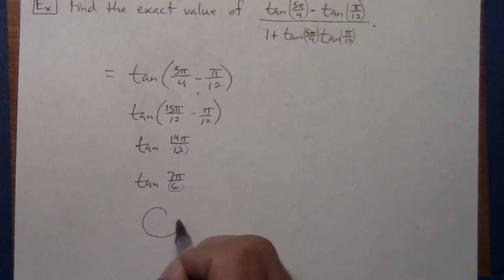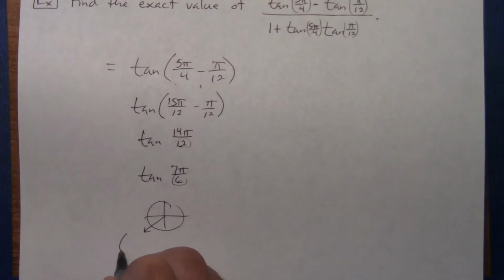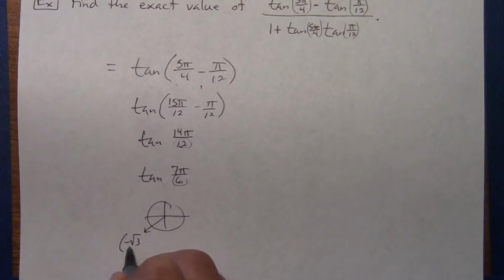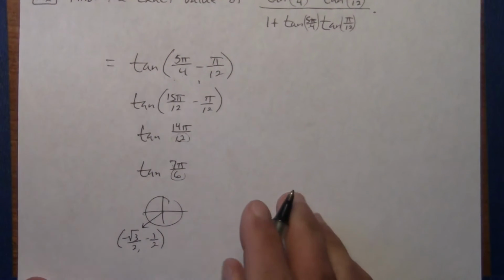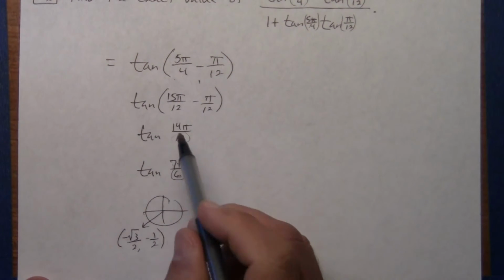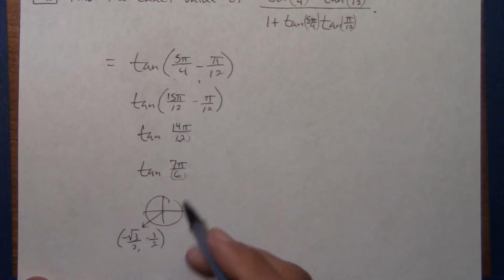7 pi over 6, it's in the third quadrant. And since it's a reference angle of 30, I know it's square root of 3 over 2, 1/2. And of course they're both negative because of the quadrant I'm in. Alright, it's asking me for the tangent, so I know I'm going to divide them. The fact that they're both negative means I can basically ignore that. They're going to cancel each other out.